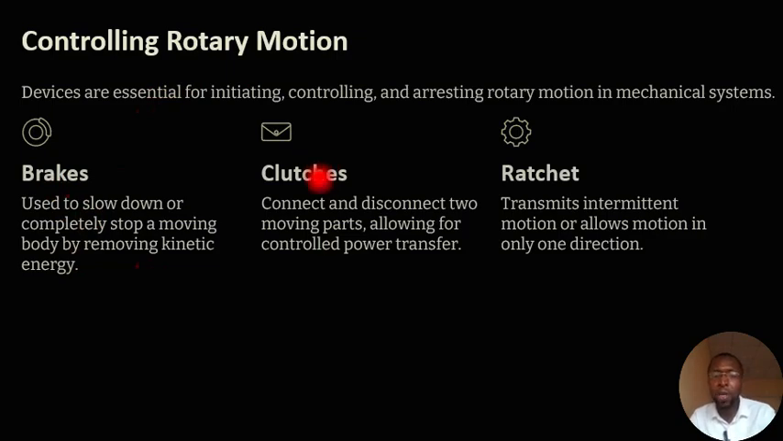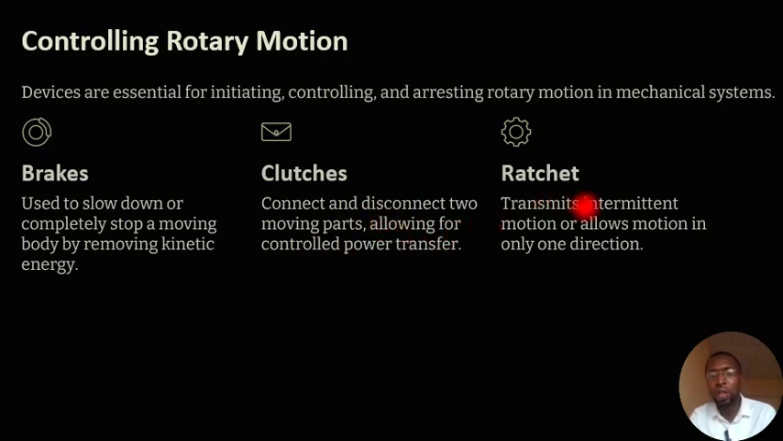Another device that can be used is called the clutch. We can find both the brake and the clutch in a vehicle. Now what the clutch does is to connect and disconnect two moving parts, allowing for controlled power transfer. So there are two moving parts for the clutch, and it connects and disconnects them, reconnects again and disconnects, so that it can have controlled power transfer. If that connection and disconnection does not take place, the power transfer can lead to accident or damage.